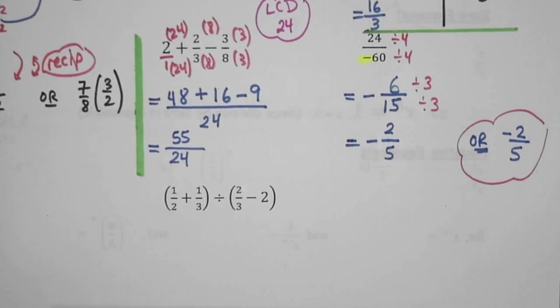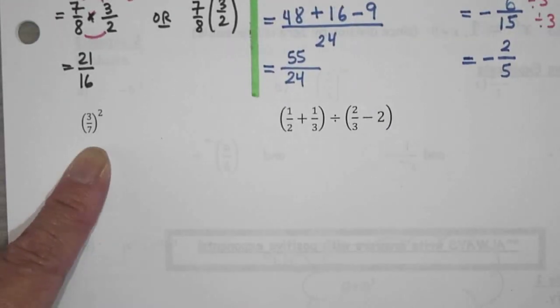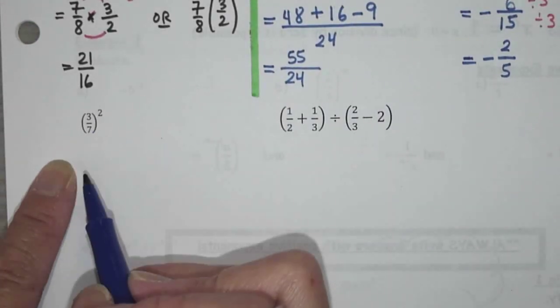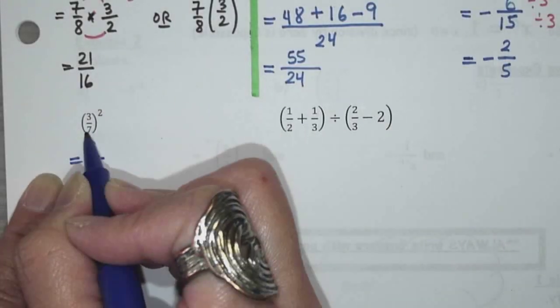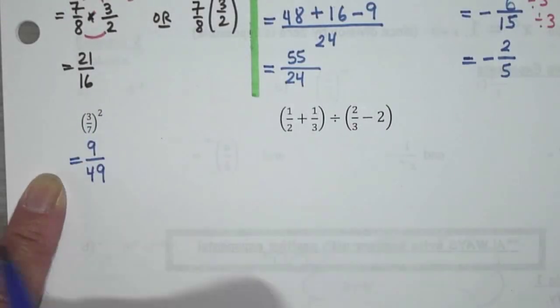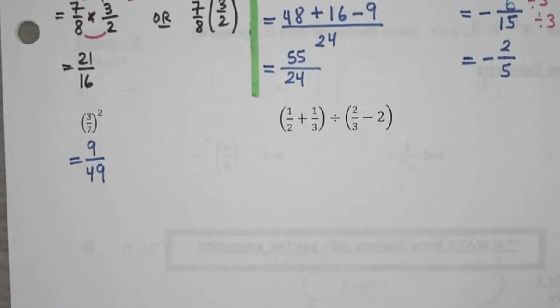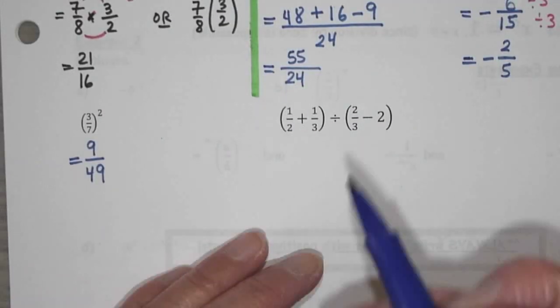Squaring things, so that one's good for here. Squared means that you are squaring the top and the bottom separately, so it's going to be 3 squared, so it's 9, 7 squared, 49. And I can't reduce that, so stop. Again, just reminding you of how to do squares.